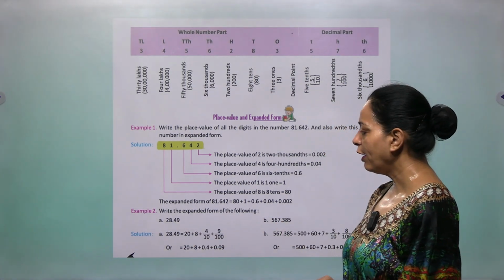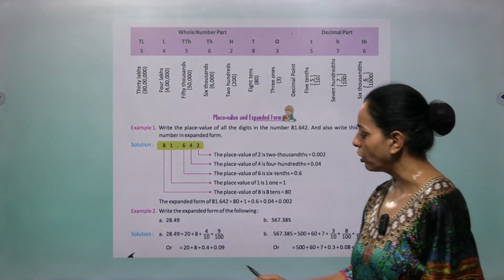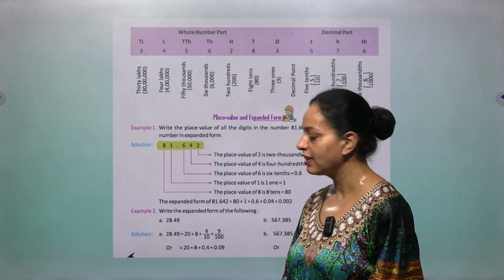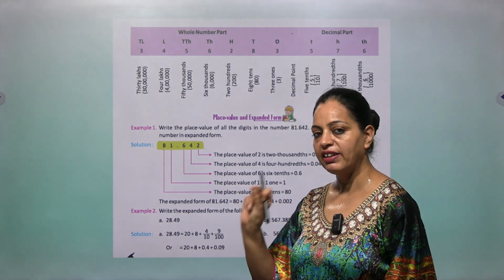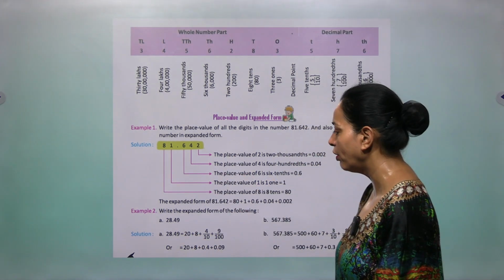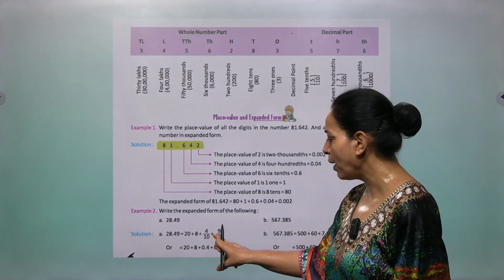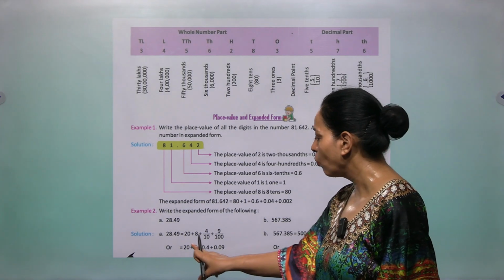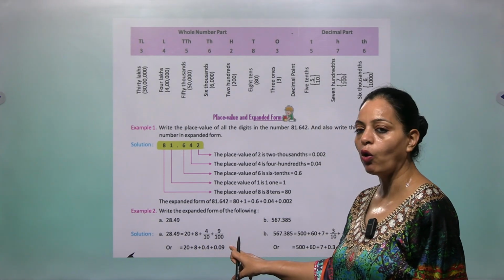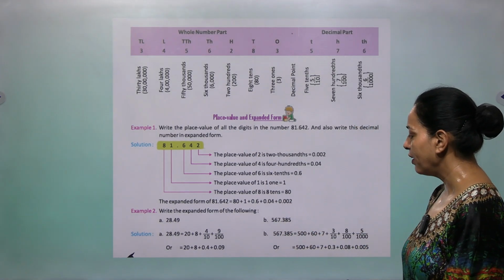Now example 2: write the expanded form of the following. A part, 28.49. So 28.49 equals what? First see, 8 is at ones place, 2 is at tens place. 4 is at tenths place, the first digit after the decimal, and 9 is at hundredths place. So what will you write? 20 plus 8 plus 4 by 10 plus 9 by 100. So what can we write? 20 plus 8 plus 0.4 plus 0.09. Right?